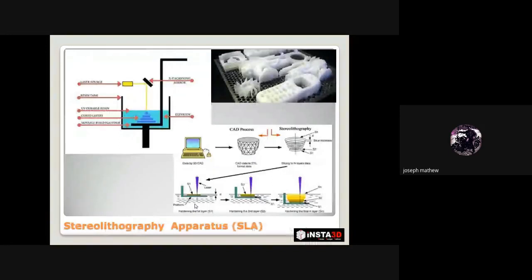This is an SLA 3D printed part in the top right side. This is formed on a 3D printer bed platform. This is the stereolithographic apparatus in which there is a platform and a laser source. And this laser source emits UV light in order to cure the resin used in the 3D printer.